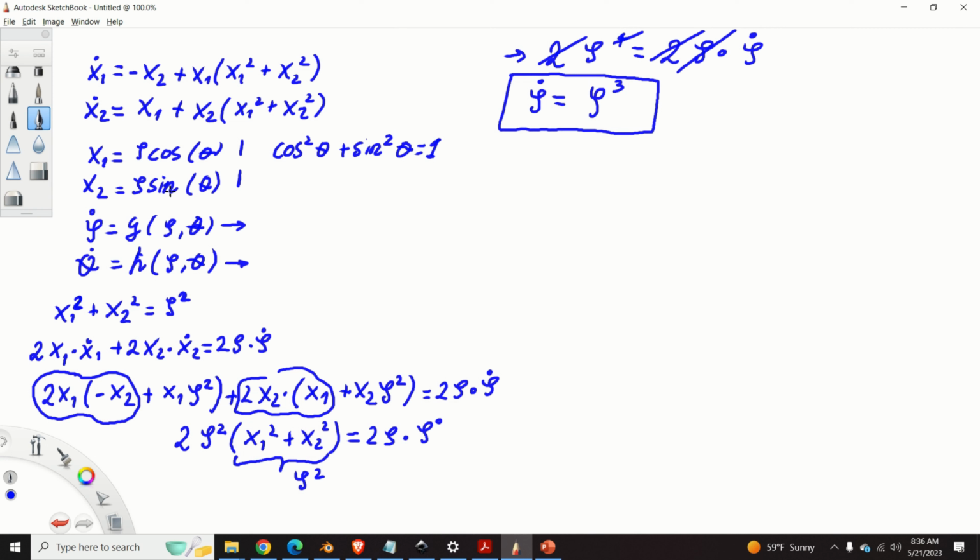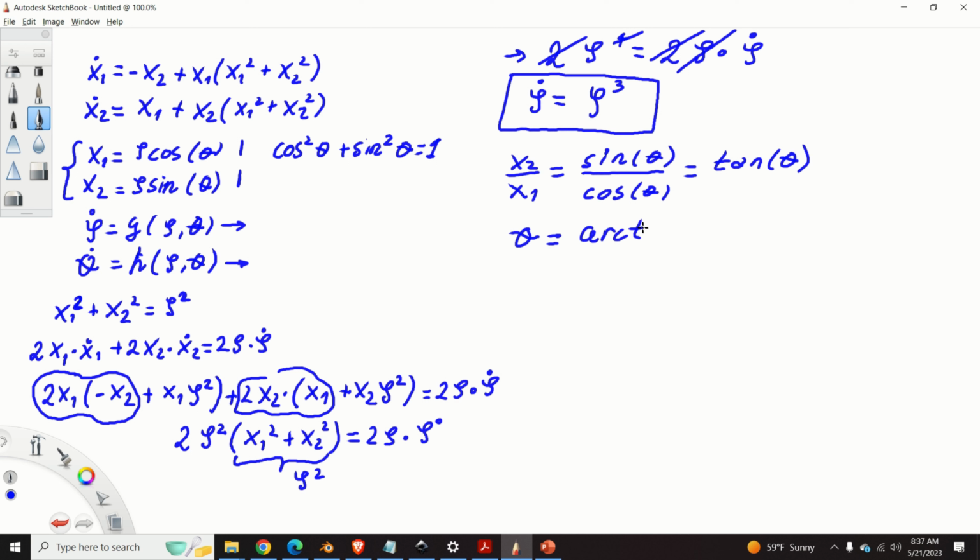If I divide x2 by x1 from here, I obtain x2 divided by x1 is equal to sine theta over cosine theta. And this is tangent theta. From this equation, I can obtain the following equation. Theta is equal to arctan of x2 over x1.